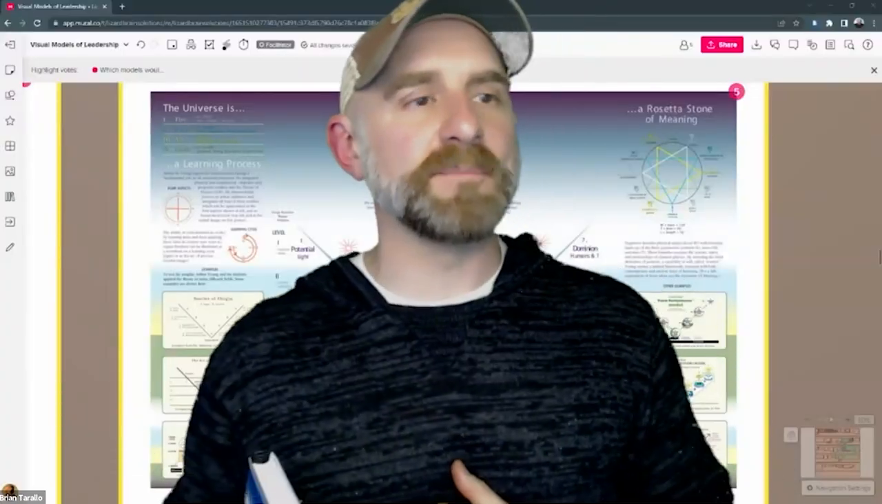Which one was that? I'm already getting my models mixed up. I think you mentioned it. That was the Tuckman one, right? No, it was the one with the squares that we did. Oh, that was the team favorite diagnostic. Yeah. I'd like to use that one with this one sometime moving forward.